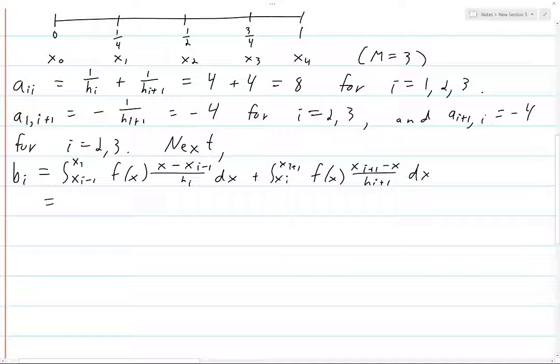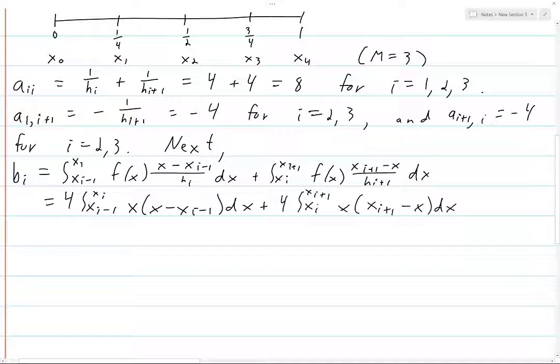And so what is this? Well, f(x) is just x, and 1 over h_i is going to be 1 over 1/4, which is 4. So we can pull that 4 out front. Then we get the integral from x_{i-1} to x_i of x times (x minus x_{i-1}) dx, plus 4 times the integral from x_i to x_{i+1} of x times (x_{i+1} minus x) dx, and now we're going to split all these integrals up into separate integrals.